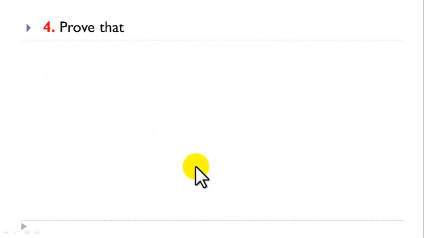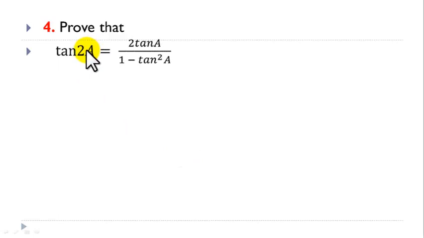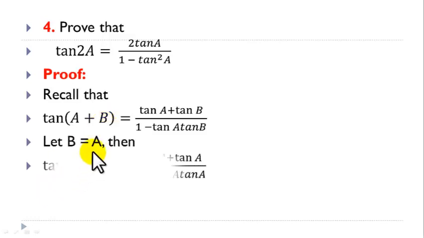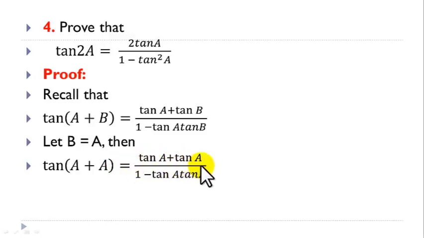Number 4. Prove that tan 2a is equal to 2 tan a all over 1 minus tan squared a. Proof. We recall that tan(a + b) is equal to tan a plus tan b all over 1 minus tan a tan b. Let us put b equals to a, then tan(a + a) is equal to tan a plus tan a all over 1 minus tan a tan a.